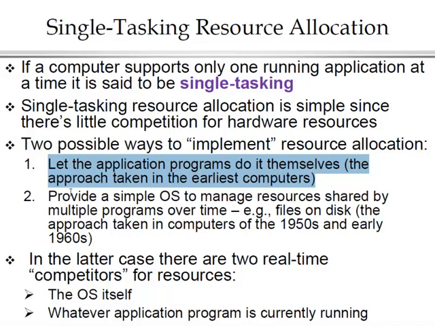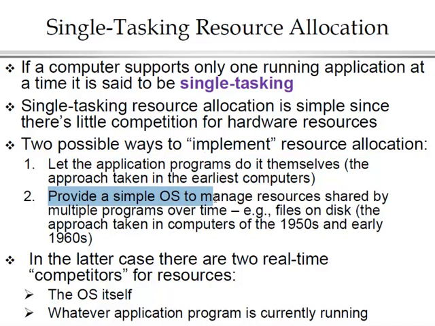Another way to do this, and this would be late 50s, early 60s, we have a fairly simple operating system to manage resources used by programs over time. So for example, files on disk exist over the course of many programs running. Files on disks are relatively permanent, whereas running programs come and go relatively quickly. So we may need to do some fairly simple resource management with respect to the files on disk, and with respect to things like starting and stopping programs.